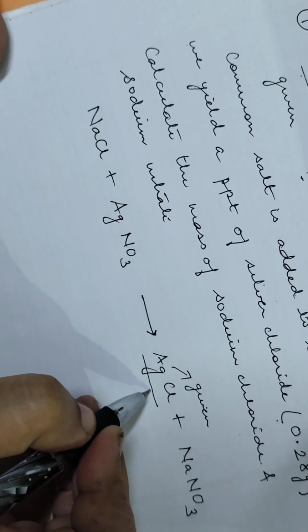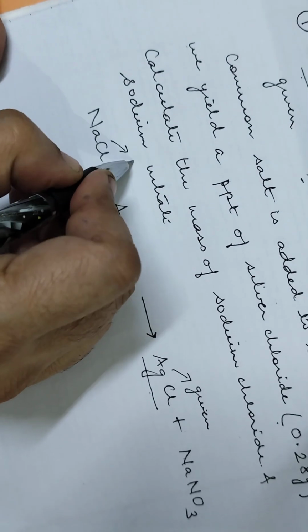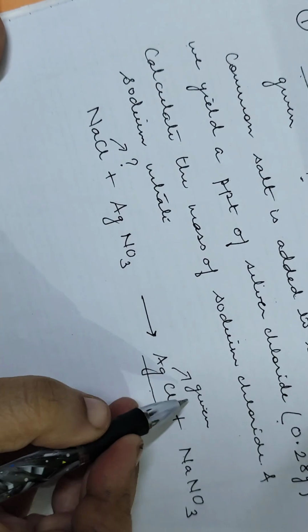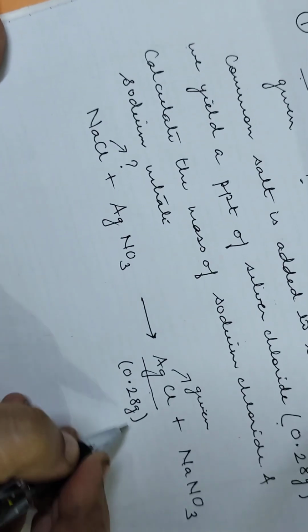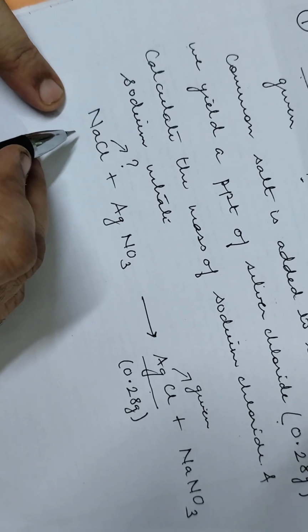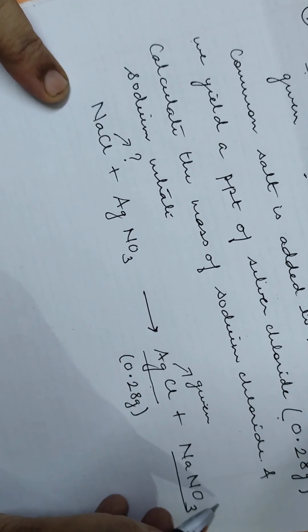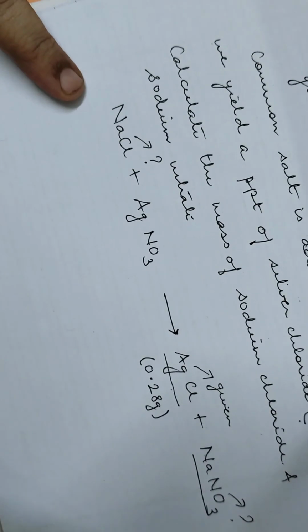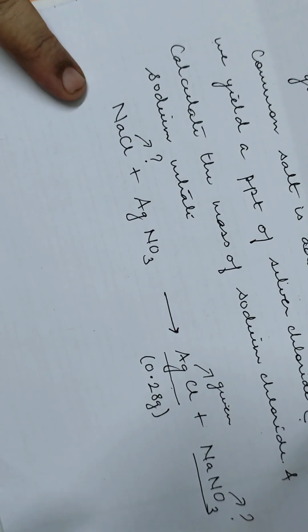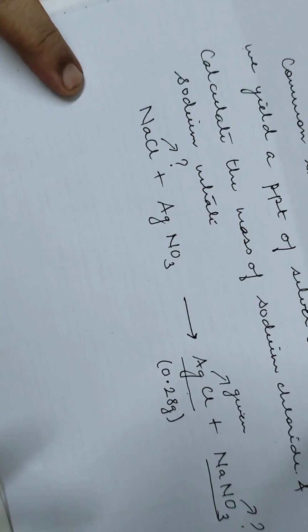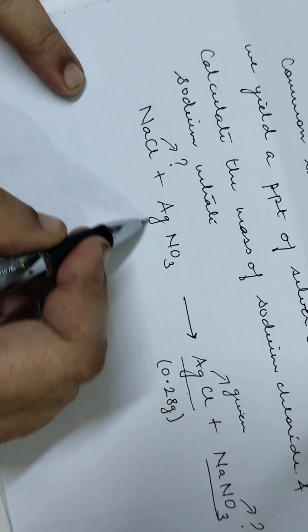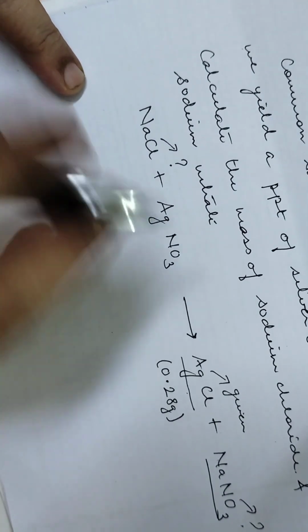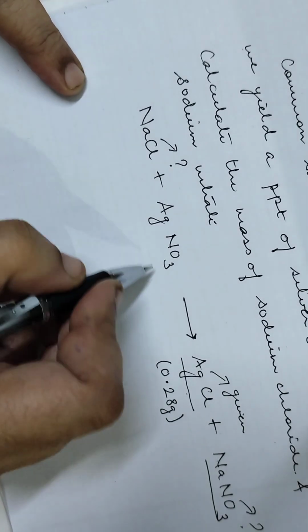Mass of AgCl is given to us and mass of sodium chloride is asked, that if our AgCl formed is 0.28 gram, it is given to you, then how much NaCl will be required and how much NaNO3 will be formed. You have to calculate this. Okay. Now, in order to solve this type of question, first of all, you will calculate the gram molecular mass of all the substances required. Now, they are not asking for AgNO3, so you need not calculate anything about AgNO3.